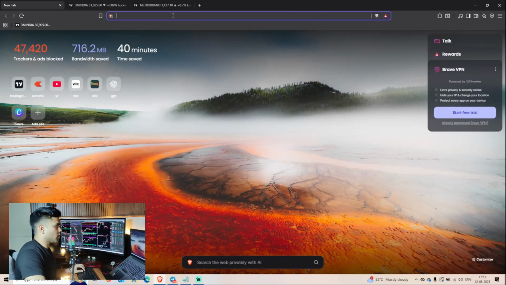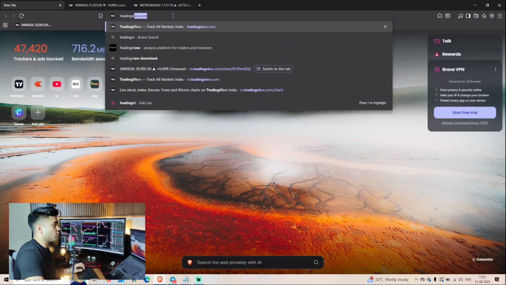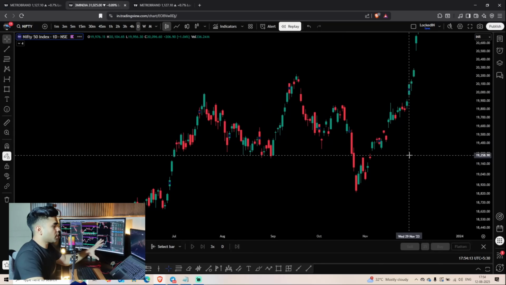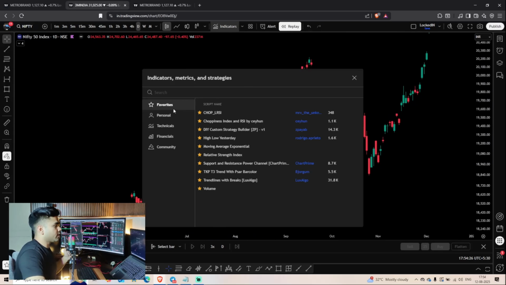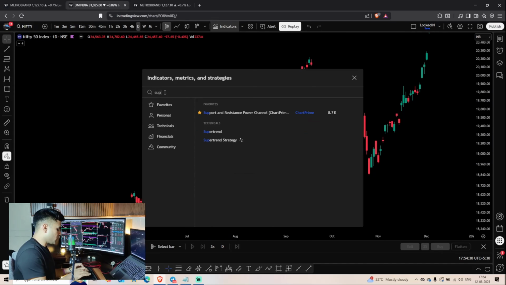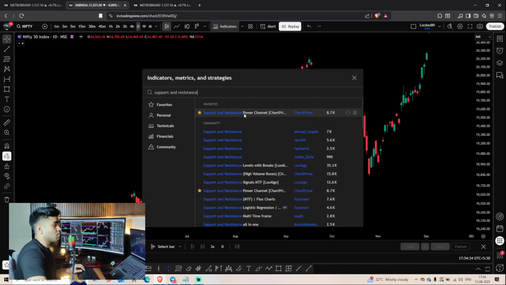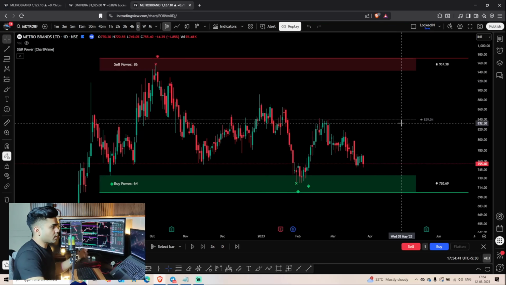Let's dive in. Okay guys, let's start by typing tradingview.com and just click on it. This screen will pop up. Click on the products, super charts. Your super charts will be right in front of you. Let's click on indicators, and right here you have to write support and resistance power channel by chart prime. The moment you click it, there is your indicator right in front of you.